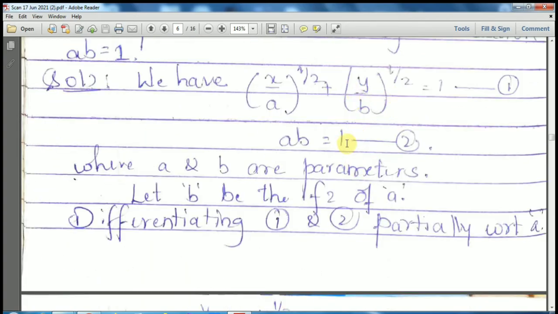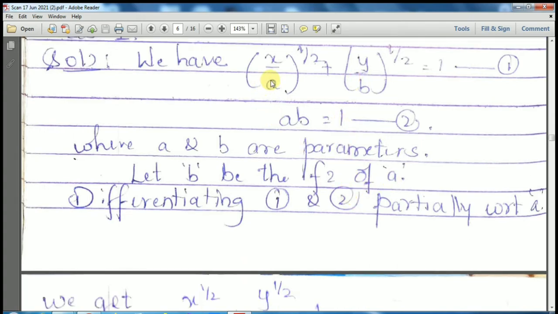As usual, differentiating these two equations partially with respect to a: (x by a) whole raised to 1 by 2 plus (y by b) whole raised to 1 by 2 equal to 1 is there. So the derivative of 1 is 0, no problem. We are differentiating with respect to a, which implies x and y are constants.